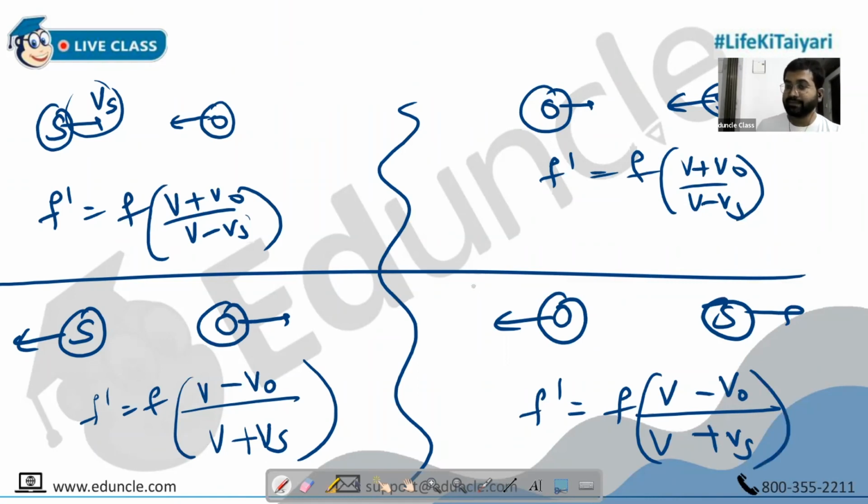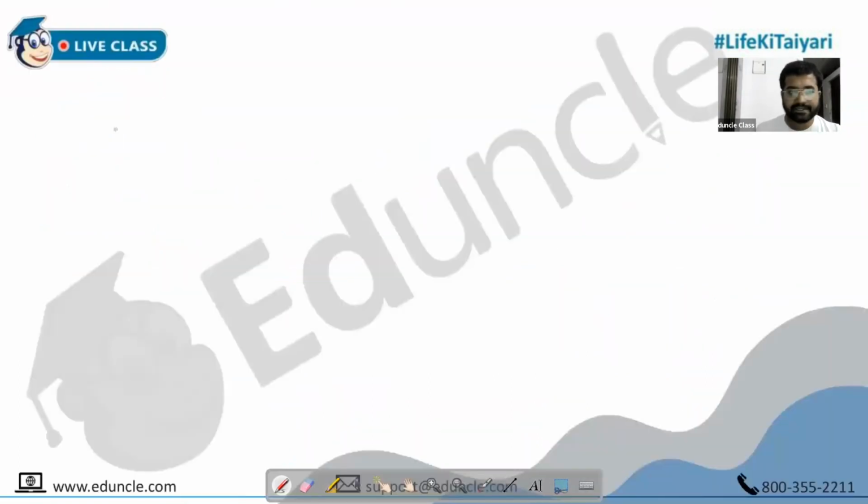Now suppose in the exam they would have asked you. So basically, when both are moving away from each other, upper minus, niche plus. It doesn't matter who is on the left, who is on the right. Next, important kind of questions are where they may give you a source chasing the observer.